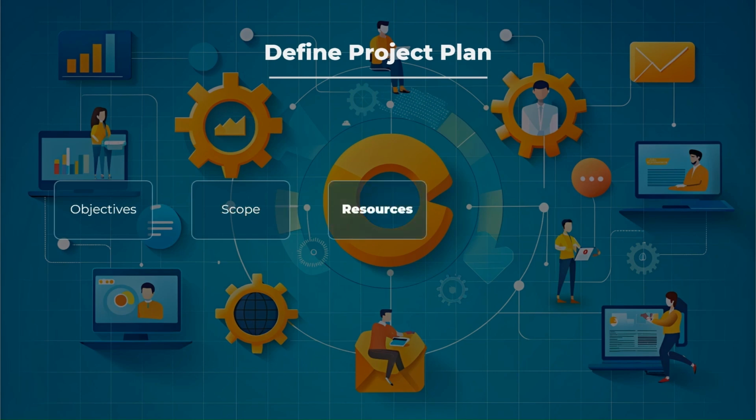Next, let's talk about resources. Resources encompass the people, budget, and materials needed for the project. For example, we have a budget of $1 million, a team of 10 skilled professionals, and the necessary software and tools. It's important to align resources with the project's needs and objectives.